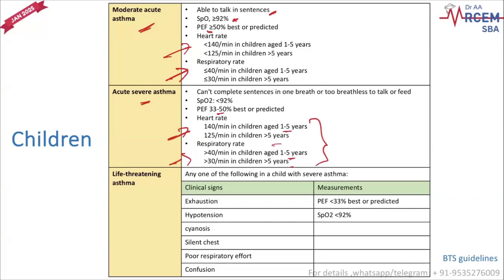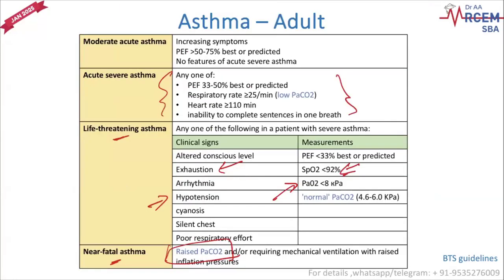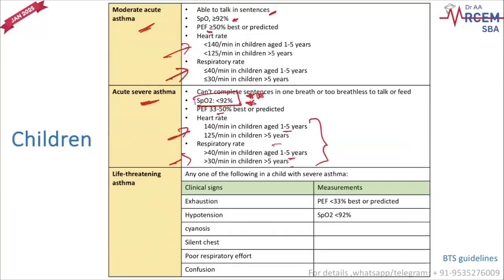The change here is SpO2. You need to remember, it falls to less than 92 in acute severe asthma itself. In adults, it is in life-threatening asthma where you see the oxygen saturations falling below 92%. Here, in acute severe asthma itself, it will start falling. This is the main important differentiating factor you need to remember.